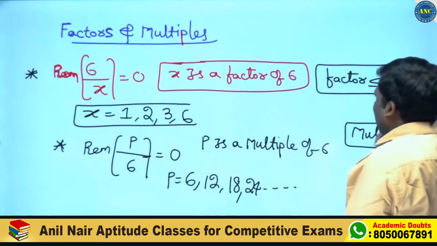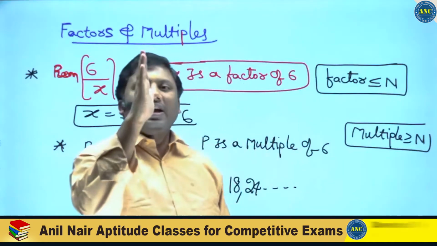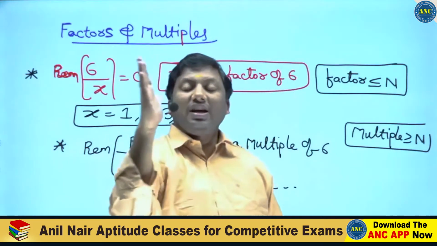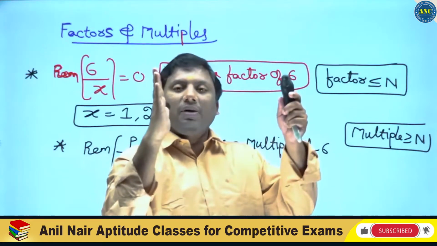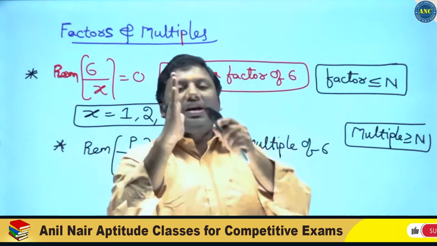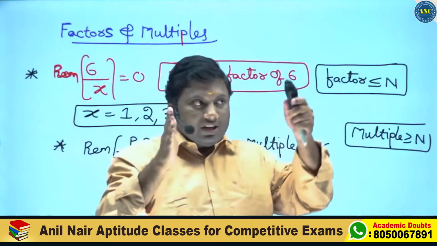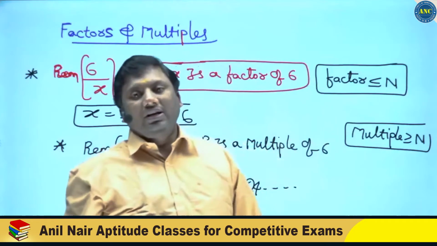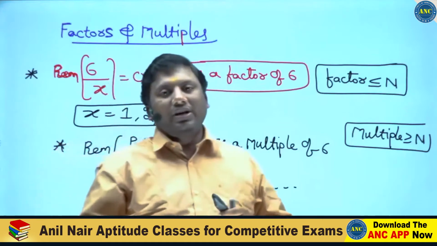A factor is always less than or equal to n. If I take a natural number, a factor is always less than or equal to the given number. That means if I take a number 20, factors and multiples are from the set of natural numbers. From 1 to 20, there are certain numbers which will divide 20. Can I count them? Definitely yes, because the lower limit is 1 and the upper limit is 20.